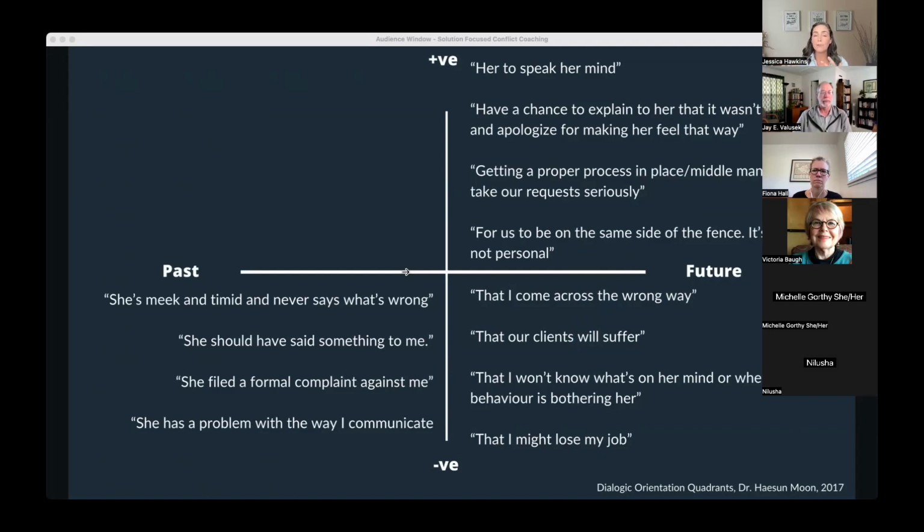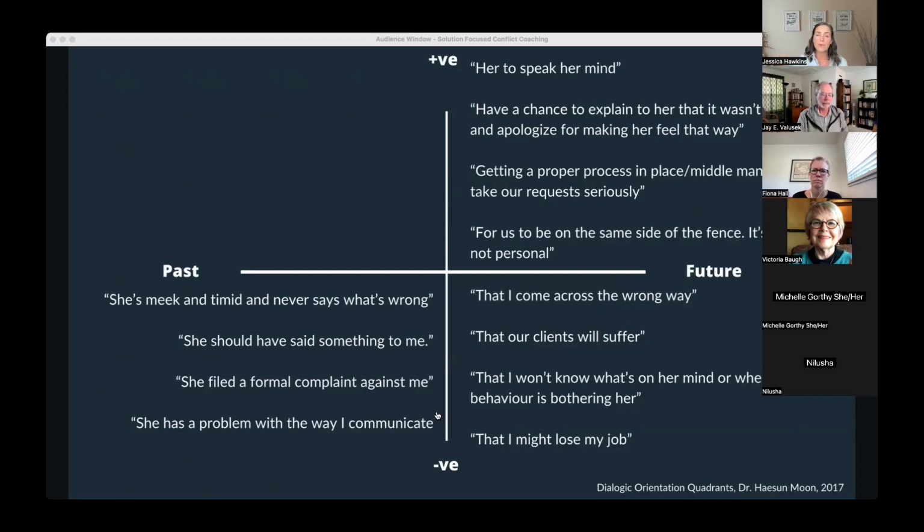He wants a proper process in place so that things like this don't happen again, the mix-up on the equipment, because he started talking about the lack of process in place for getting the right equipment. And he wants them to be on the same side of the fence. He wants her to understand that it's the process and it's not personal. And then when we expand even further, so now the conflict story is starting to open up a bit.